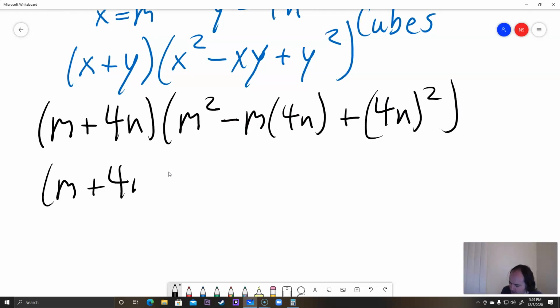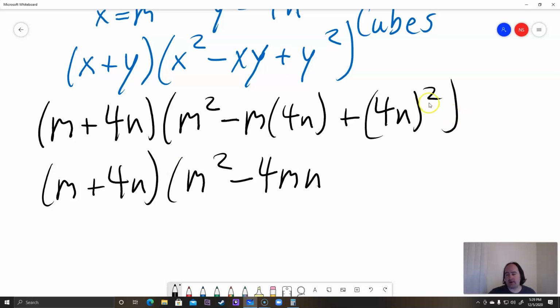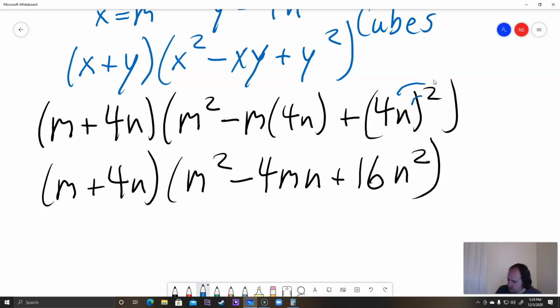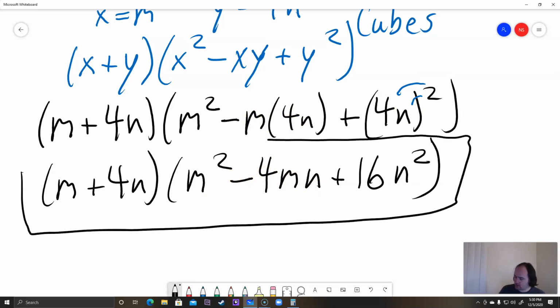So we can't simplify the m plus 4n, so we just leave it that way. And then over here we have m squared minus 4mn. Okay, and then for the 4n quantity squared, 4 squared is 16, because 4 times 4 is 16. And then we've got our n squared. So basically all I did was distribute this exponent: 4 squared is 16, and n squared is n squared. Then over here, I wrote the 4 first, and then mn in alphabetical order just to make it easier to read. Okay, so that's our answer: m plus 4n times a quantity m squared minus 4mn plus 16n squared.